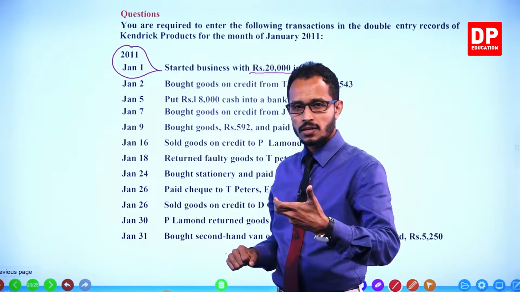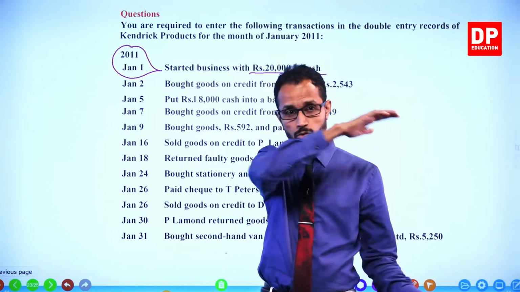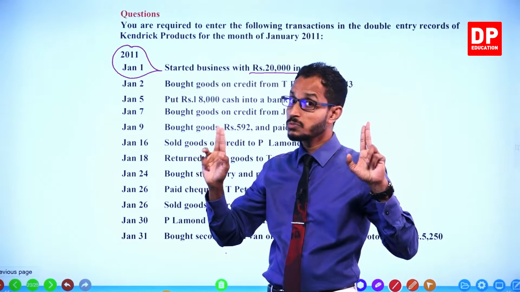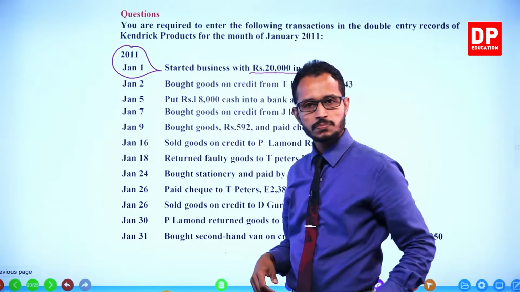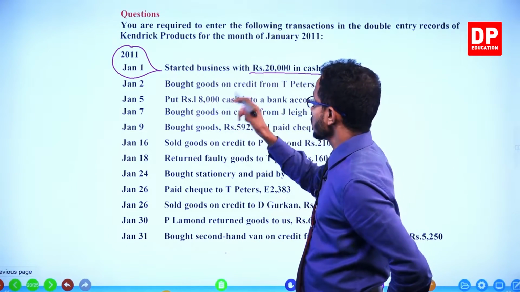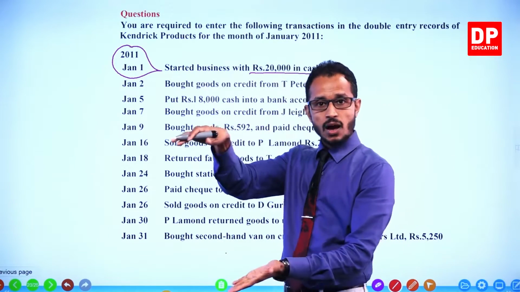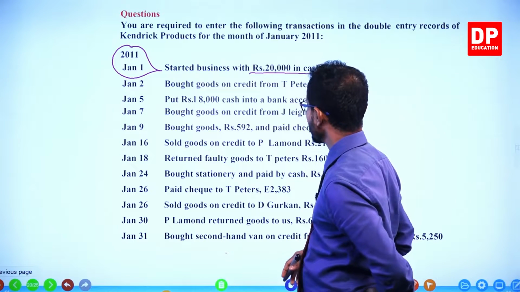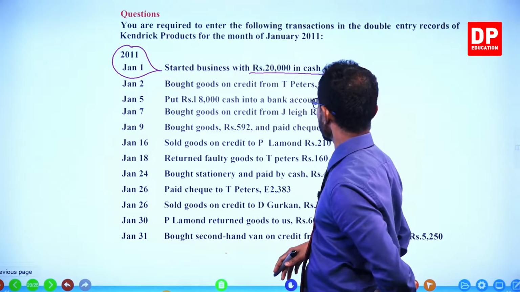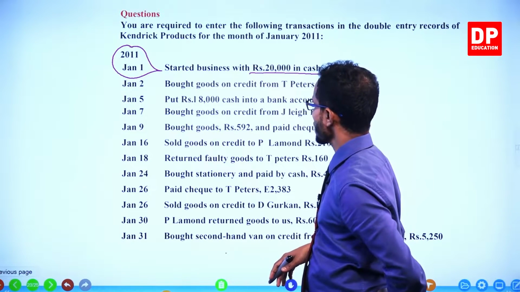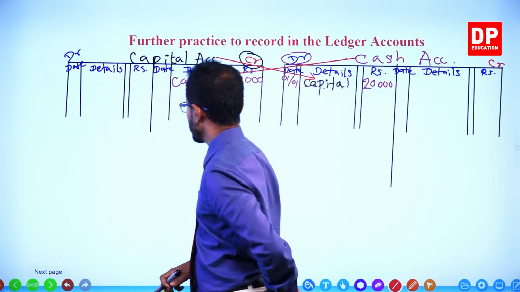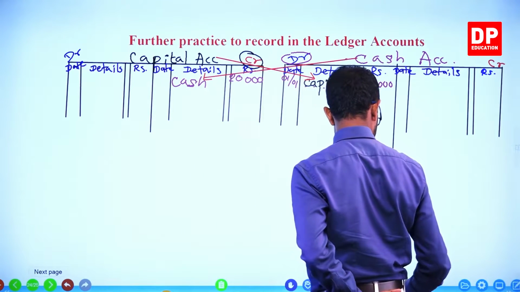It should be recorded not in the goods account. No, it should be recorded in the purchases account. So goods come in, ins are always debited. Ins are debited. Bought goods on credit. Ins are debited, then we know which account to debit. Purchases account.